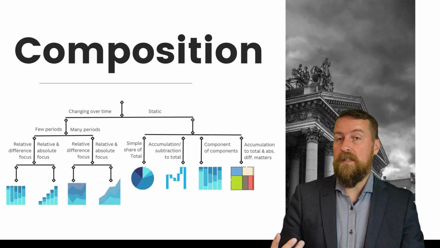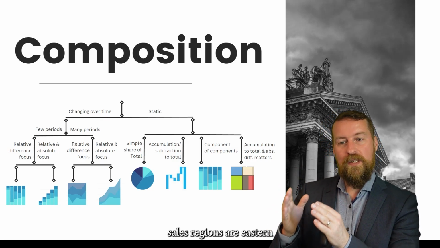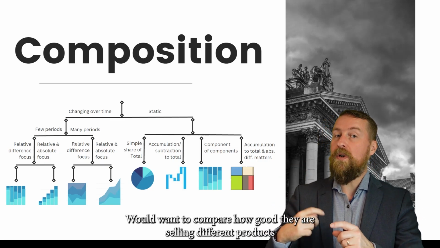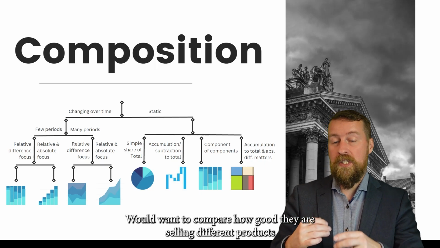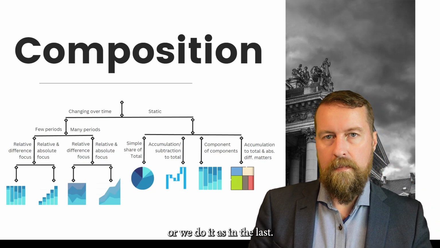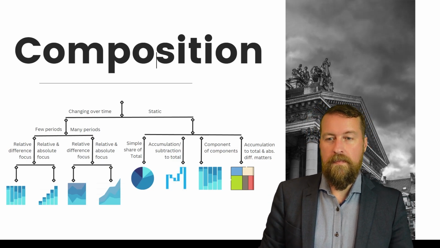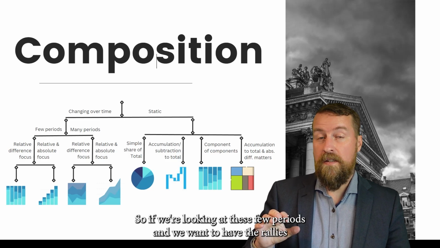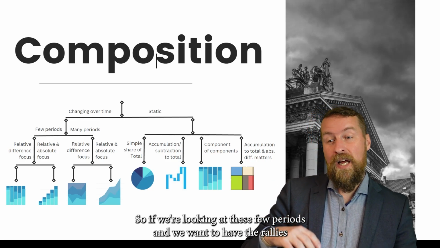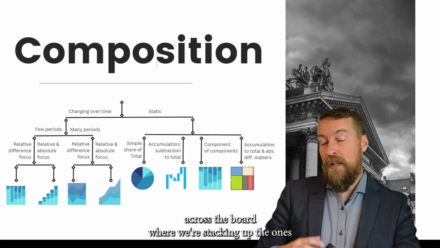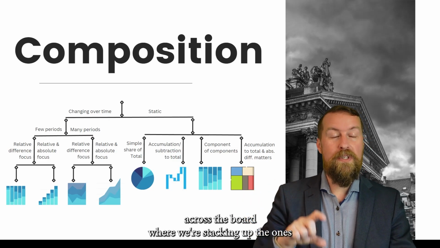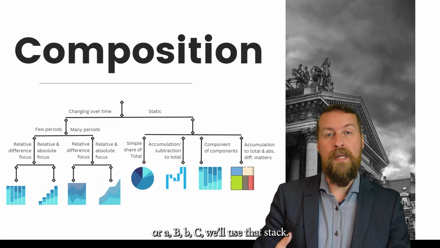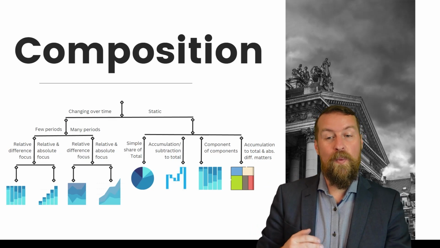Say that you have different sales regions, our eastern, western, southern, northern region. How are they selling products? If we want to compare how good they are at selling different products, well, we do it as normalized. So if we're looking at these few periods and we want to have the relative focus, the one where we're stacking up the ones between each other, how much are they selling of product A, B, and C? We'll use the stack with the 100%.